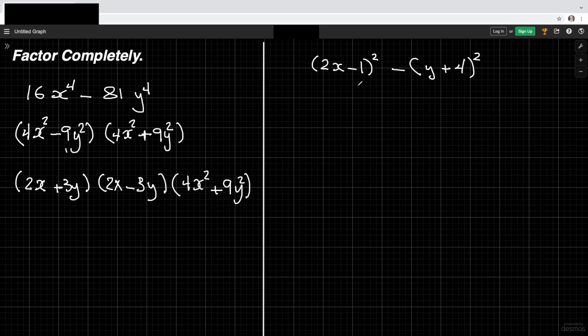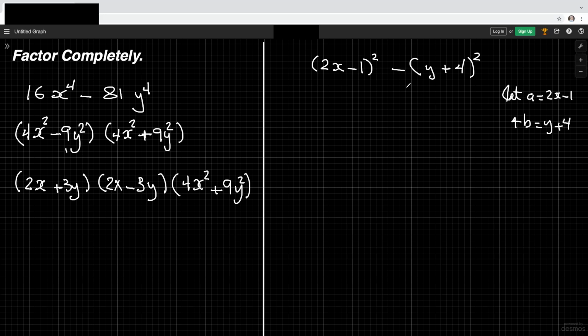Okay. Now let's go to the second question here. Some students still factor this right from here, but the chance of making a mistake when you do that is pretty high. So what we do is take a shortcut by making this more simple. Let a equal x minus 1 and b equal y plus 4.